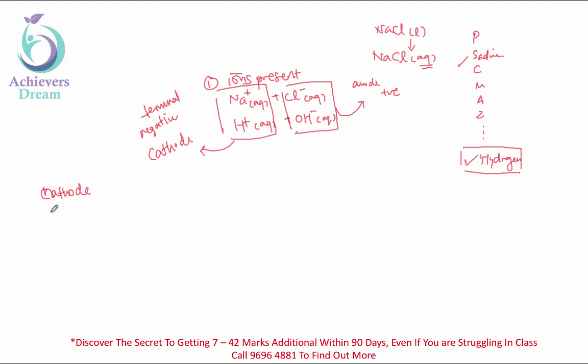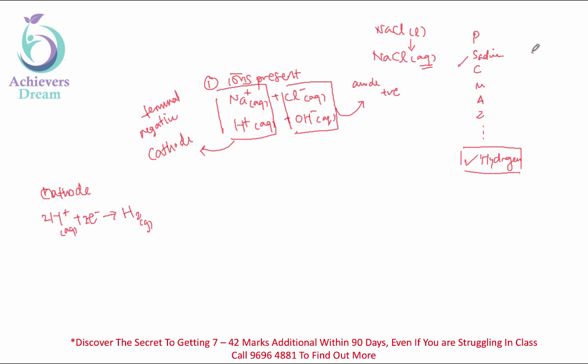H plus plus e minus becomes H, but hydrogen exists as a pair, a diatomic molecule, so there's 2 over here. It's a gas. So for the observation, you talk about bubbles of gas observed, which is H2. At the anode, what happened? At the anode, you have Cl minus and OH minus. Cl minus and OH minus will go to the anode, and who gets discharged?